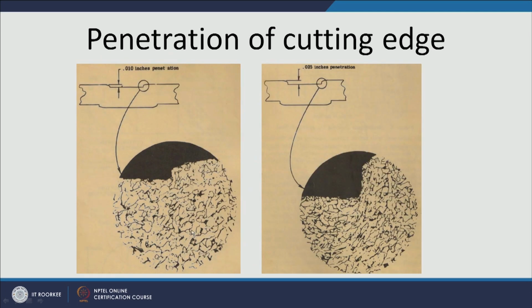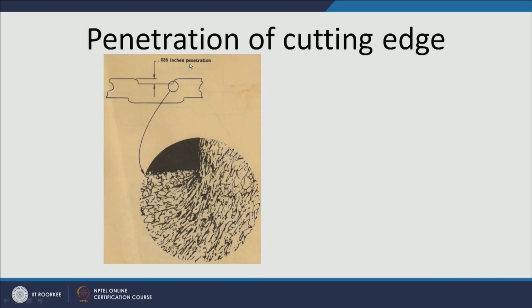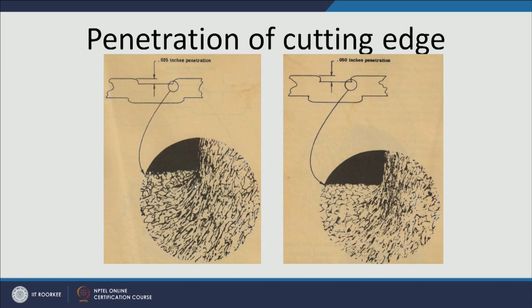Initially, if we see, all these are equiaxed grains, but the near-surface layers have grains which are elongated, and with the increase of the depth of penetration this elongation increases further. So a stage will arrive when the grains start fracturing, and that leads to the nucleation of the crack.